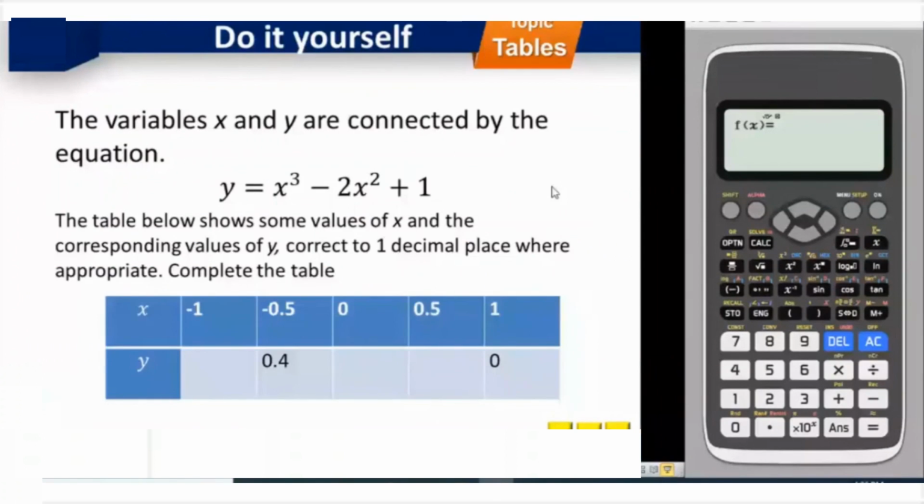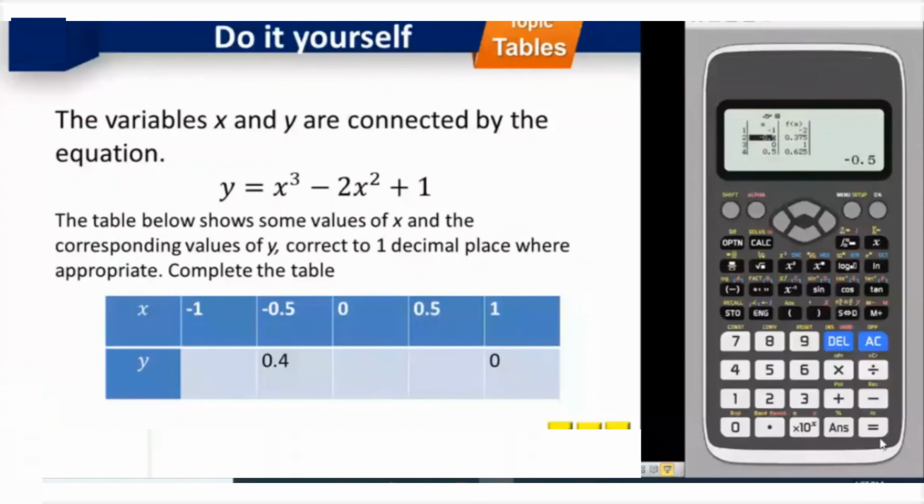I'll just solve it for you guys. This is x cube minus 2x square plus 1. Starting value is minus 1. Ending value is 1. Step is 0.5. And this is it. I hope this answers your questions.